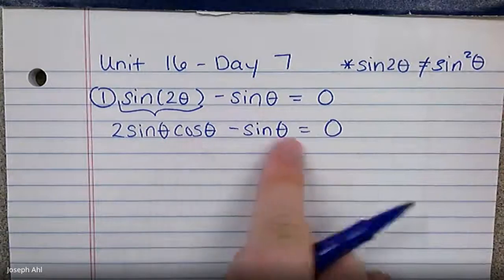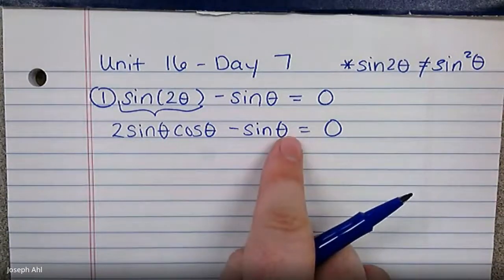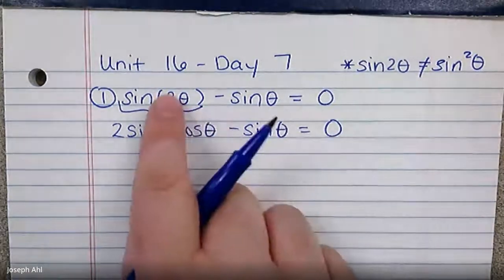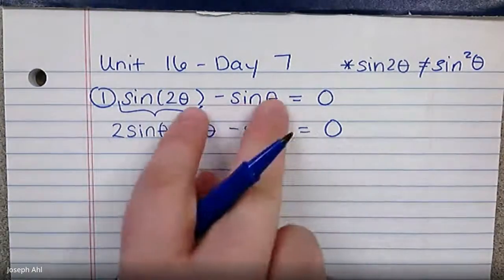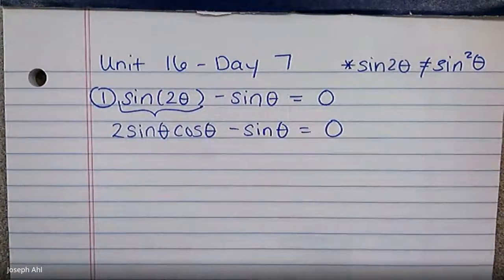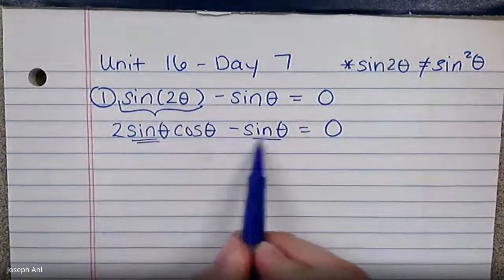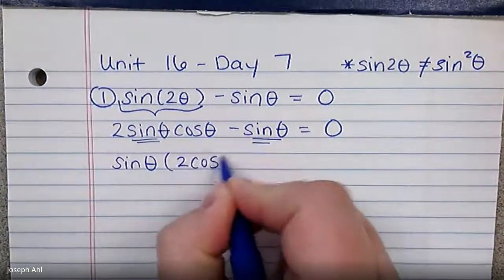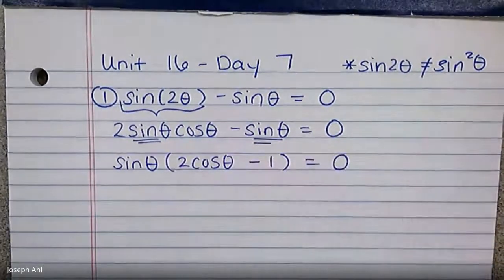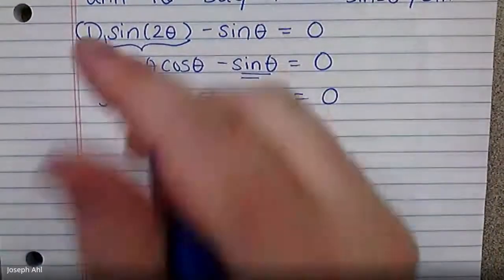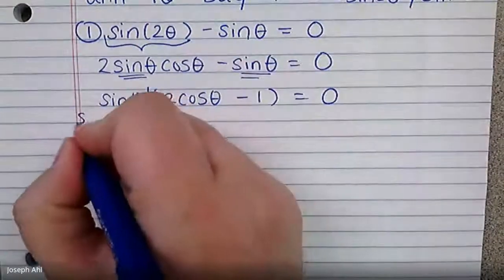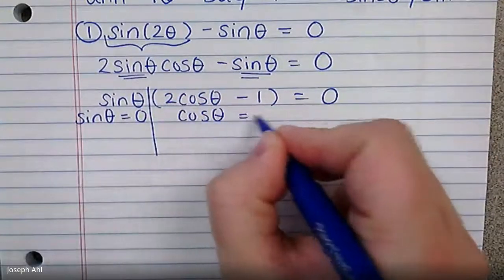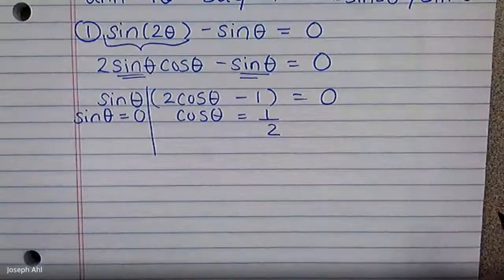And now that I see what's left, hopefully you're noticing that there's a GCF here. It looked a little tempting at first to take out a GCF of sine, but with different frequencies, there's nothing in common there yet. But now they both have sine theta in common, so take that out. You're left with 2 cos theta minus 1. And then from there, you can go ahead and separate the factors. So in one instance, sine theta equals 0. Over here, we get cos theta equals 1/2.